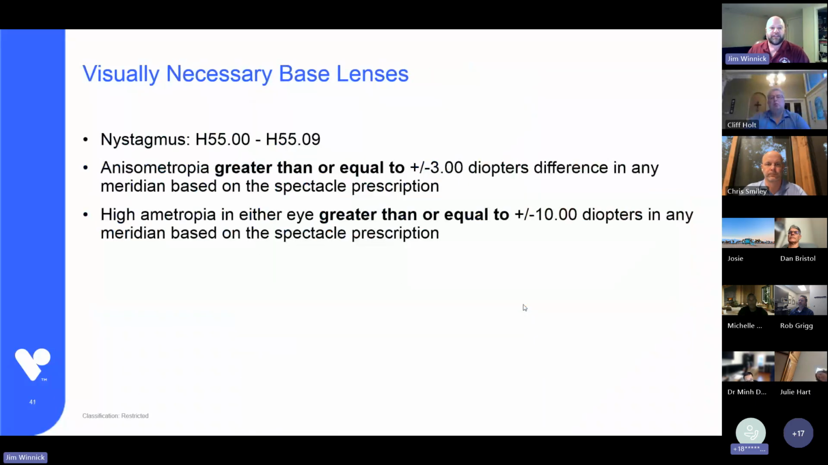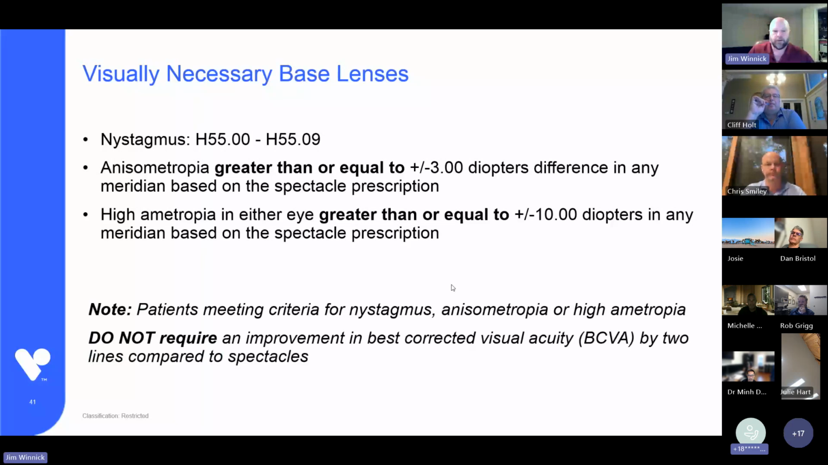So, visually necessary base lenses. Again, these are for 3 refractive conditions: nystagmus, anisometropia greater than or equal to 3 diopters in any meridian, or high ametropia in either eye greater than plus or minus 10 diopters. And these numbers are based on the spectacle prescription, right? So with some plus, it's going to be lower. With some minus, it's going to be higher. So you've got to go by the spectacle prescription before vertexing.